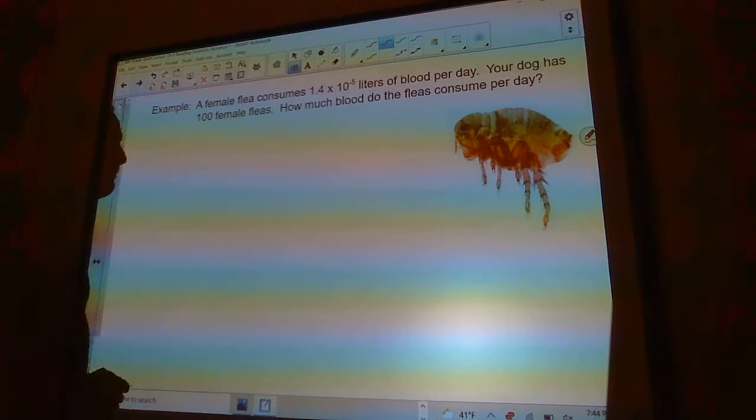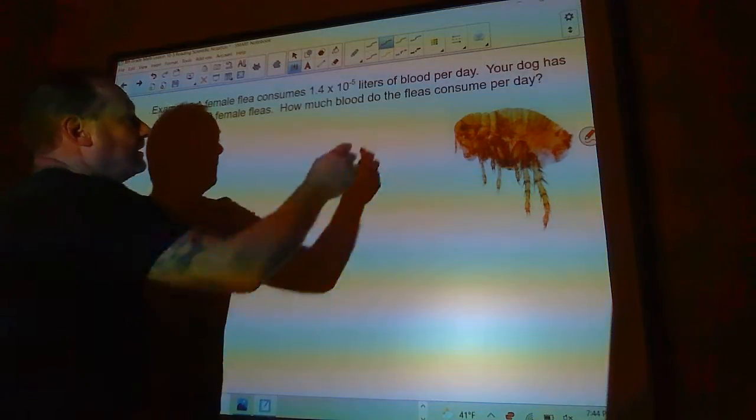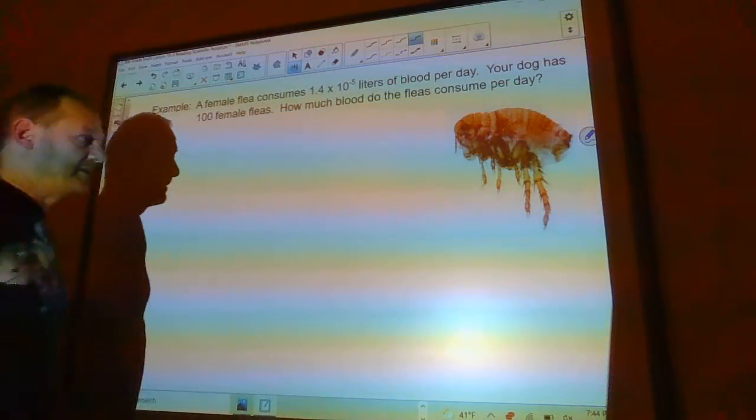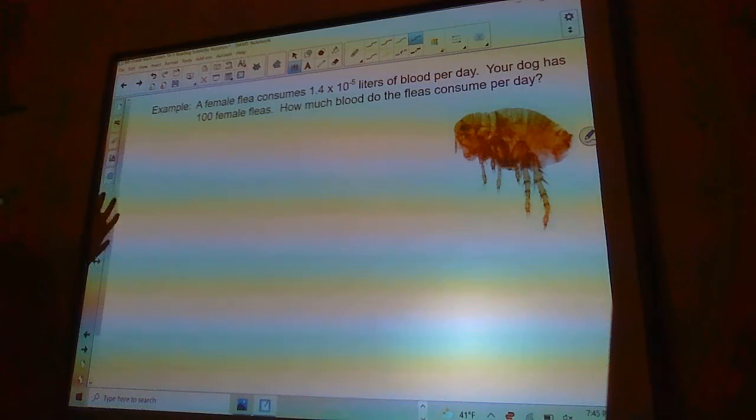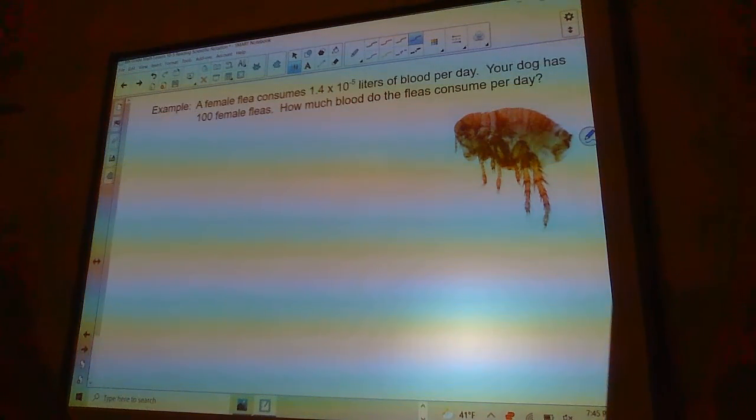Look at this nice big flea. Imagine if fleas really got that big. That'd be terrifying. Okay, a female flea consumes 1.4 times 10 to the negative 5 liters of blood per day. Your dog has 100 female fleas. Obviously, you should take better care of your dog. Okay, how much blood do these fleas consume per day?